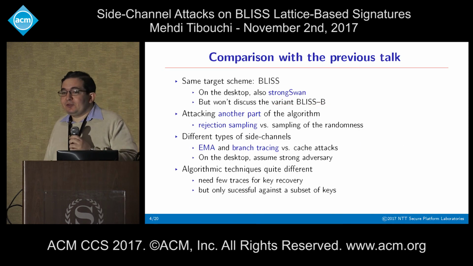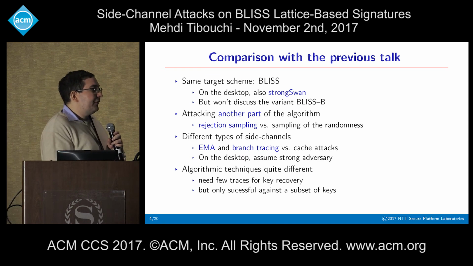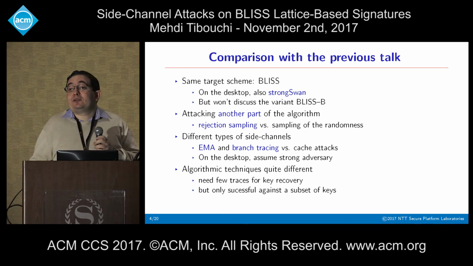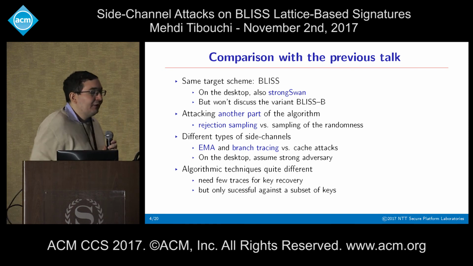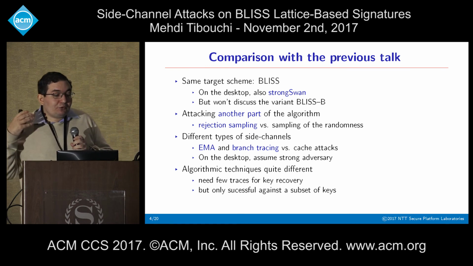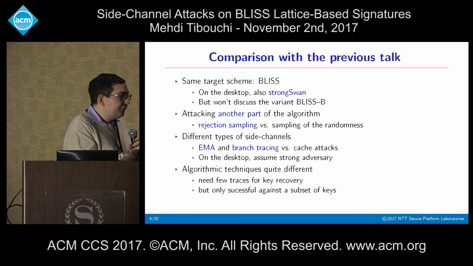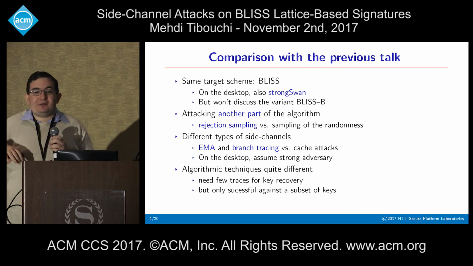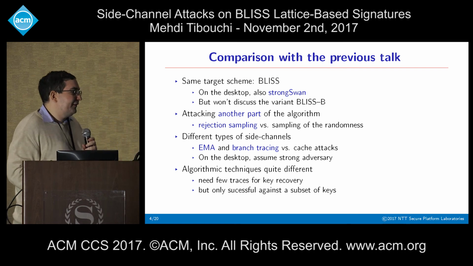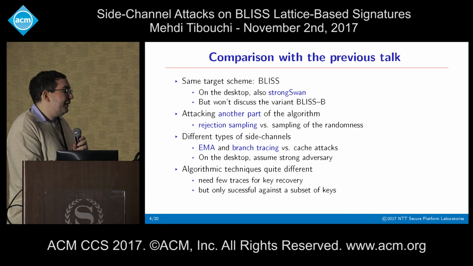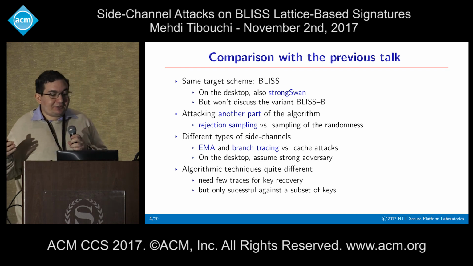To compare with the previous talk, we have the same target, the BLISS signature scheme. And in particular, on the desktop, we also attack the strongSwan library. But in this talk, I won't talk about the variant called BLISS-B. So what's different? At least in this talk, I discuss a different part of the algorithm. Not the sampling of the Gaussian randomness in the algorithm, but the rejection sampling step, which I'll describe. We use different types of side channels: EMA and branch tracing instead of cache attacks.